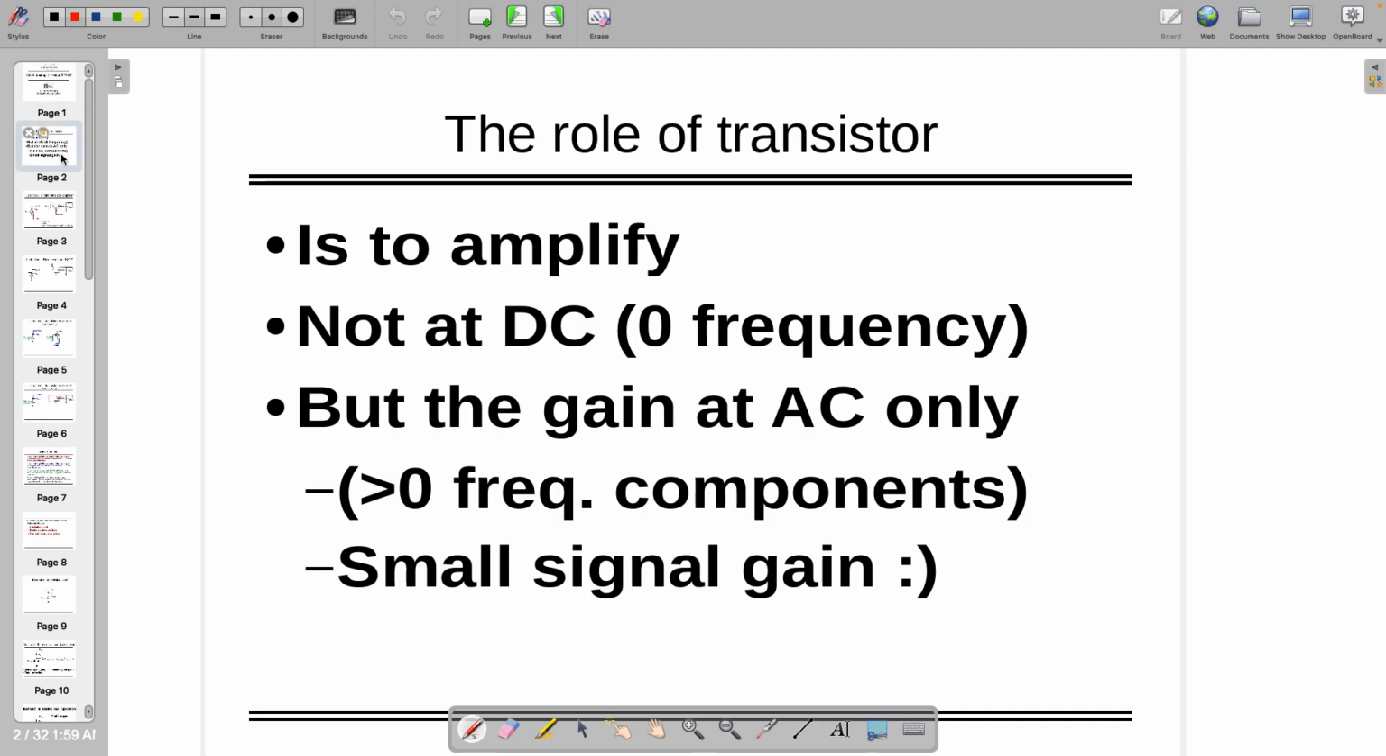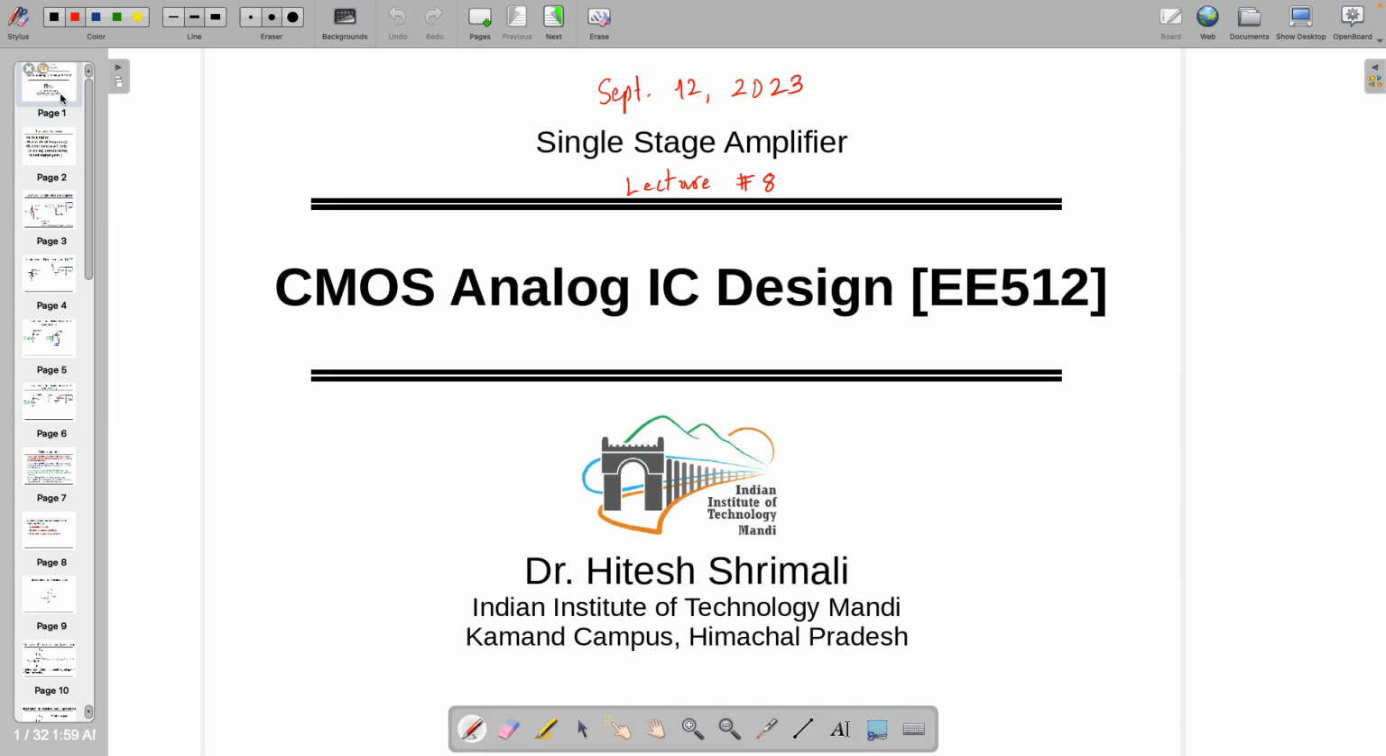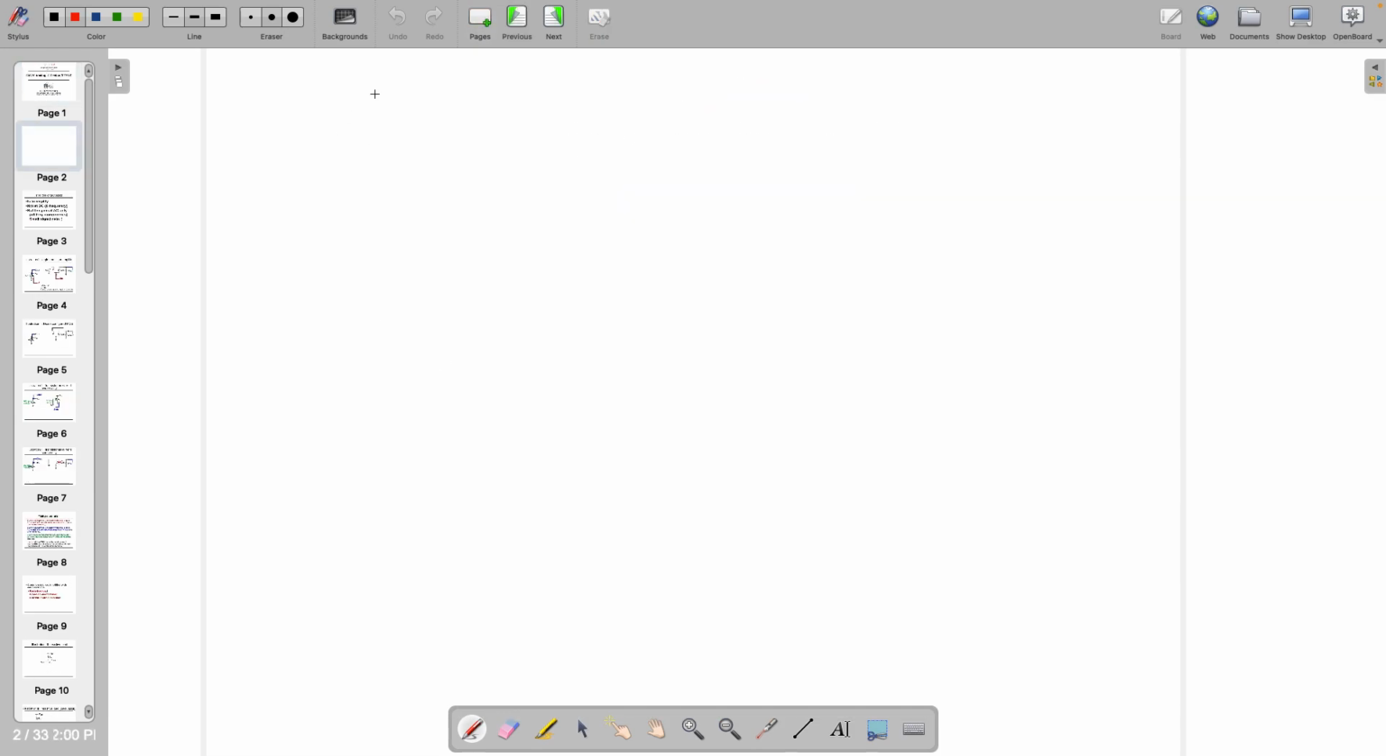So, what is the role of a transistor? Okay, before going to that, let's revise what we did. Right, so we studied 4 things, the 4 silver bullets. Can someone tell me what those were?